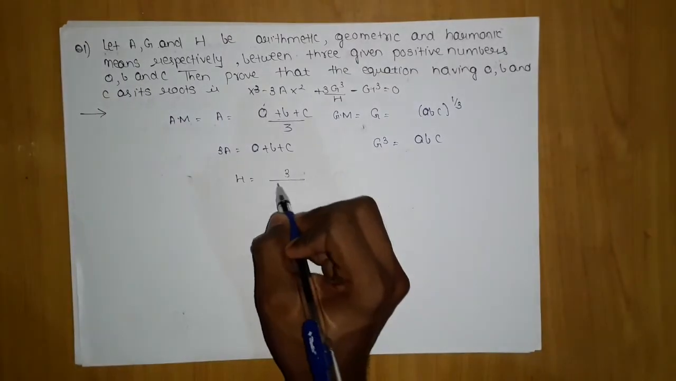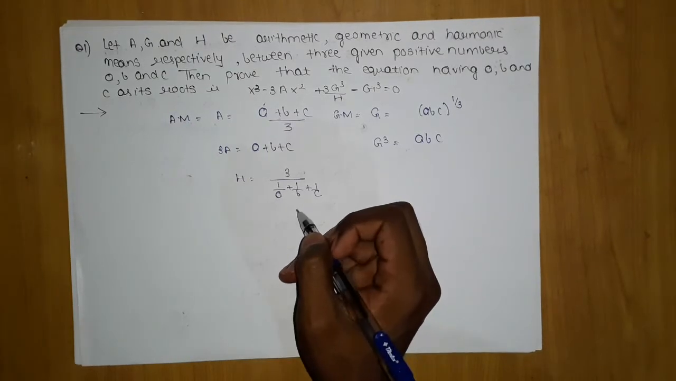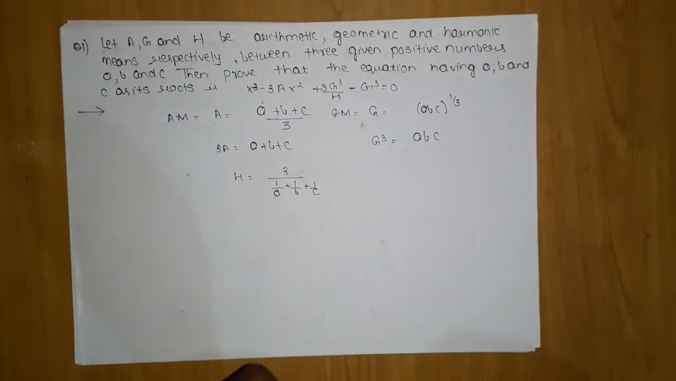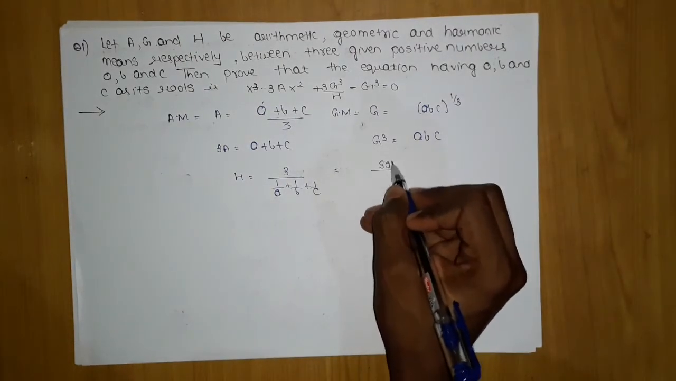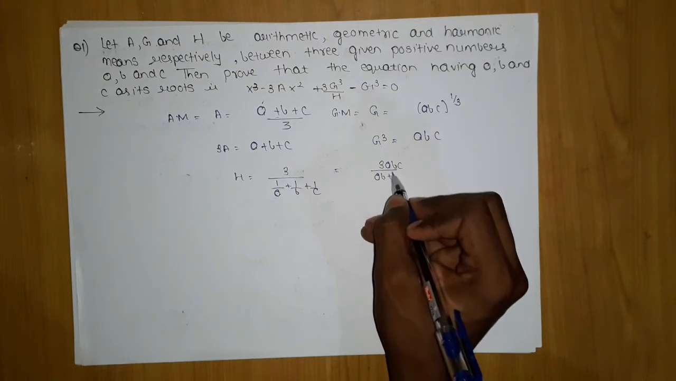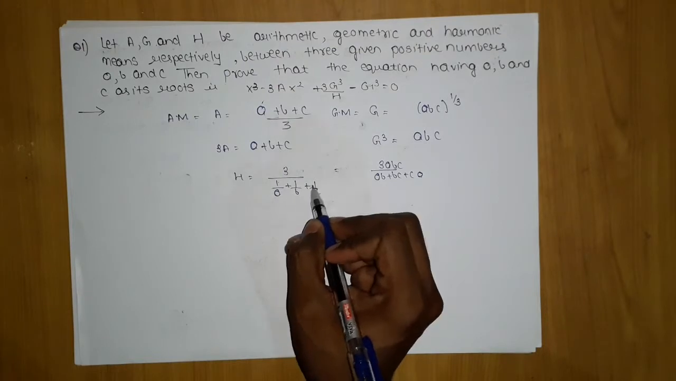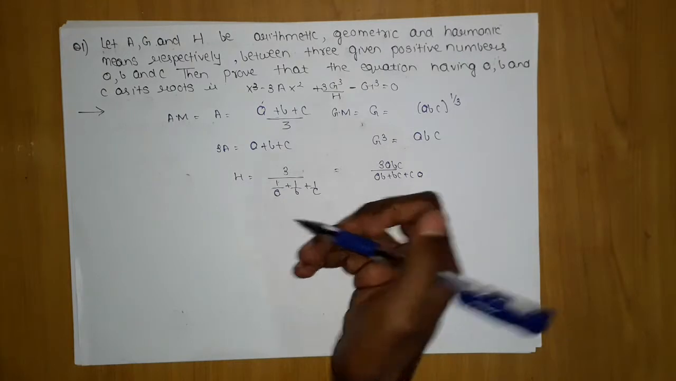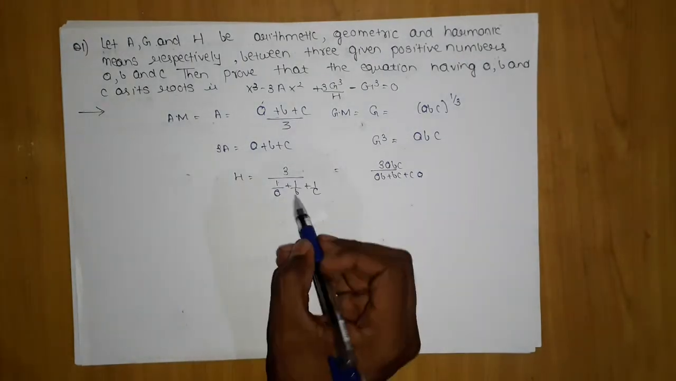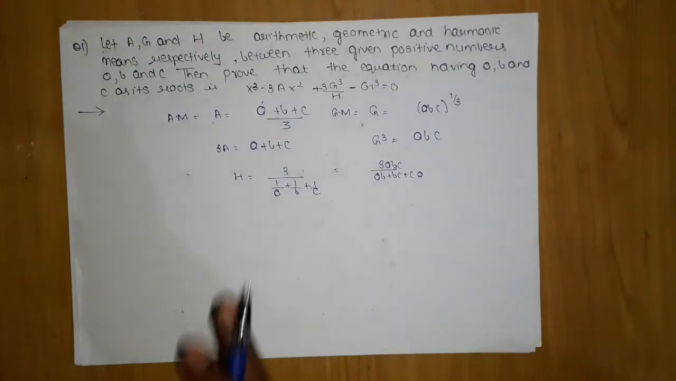Now H will be 3 upon 1 by a plus 1 by b plus 1 by c, which we can simplify further. Here it will become 3abc on the top, and finally ab plus bc plus ca in the bottom, since ab and bc and ca multiplied by abc give abc in the bottom, which will move upside. Breaking this up and doing it in two steps is just a waste of time. So we got our H.